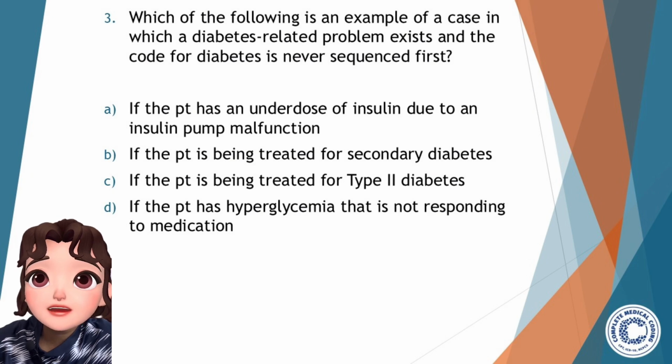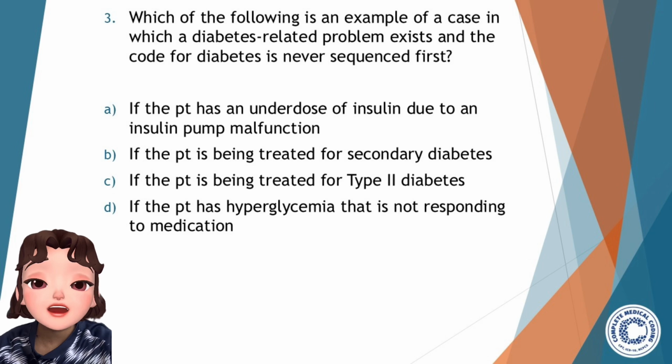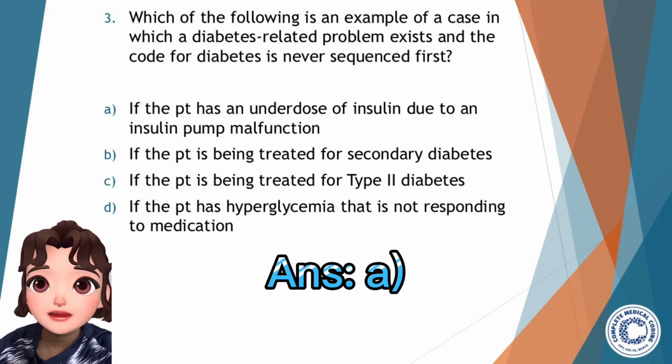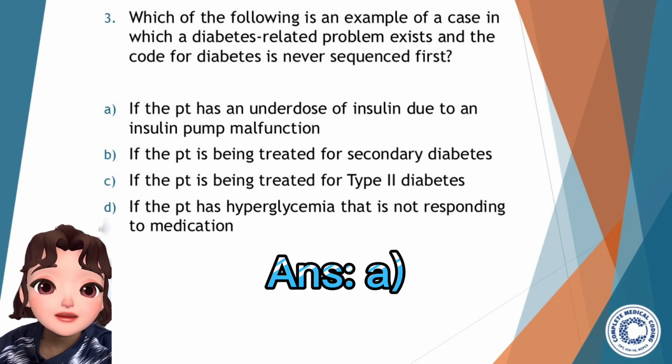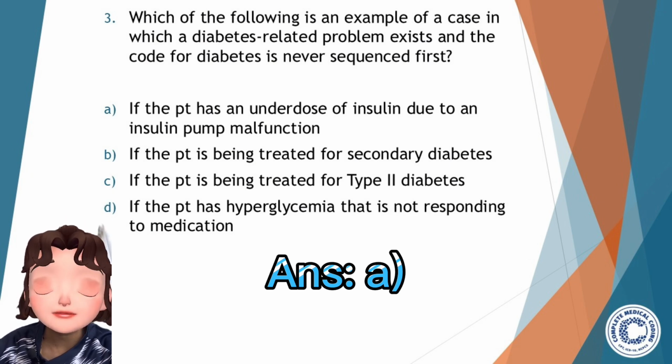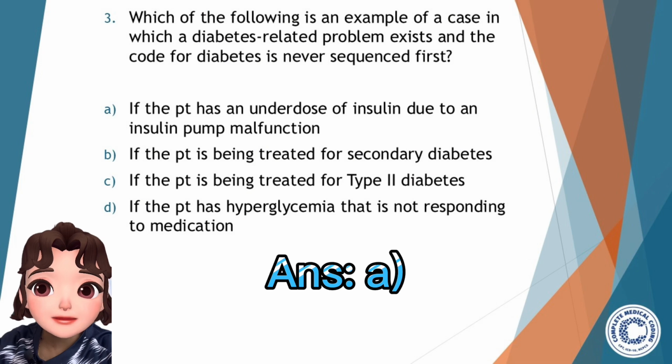So which case should we not report as primary? If the patient is having underdose of insulin, the answer is option A. If the patient is having underdose of insulin due to an insulin pump malfunction, then we will never code the diabetes as primary. Okay. We will code the underdosing of insulin as the primary.